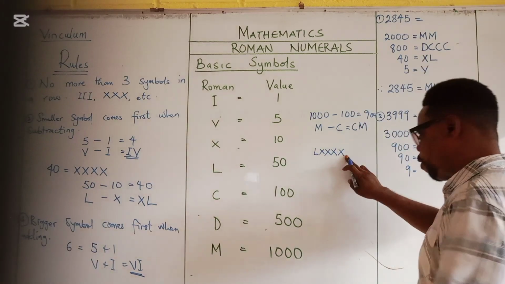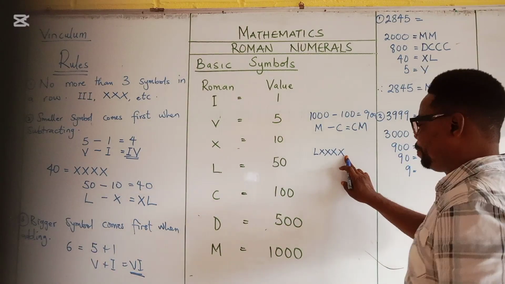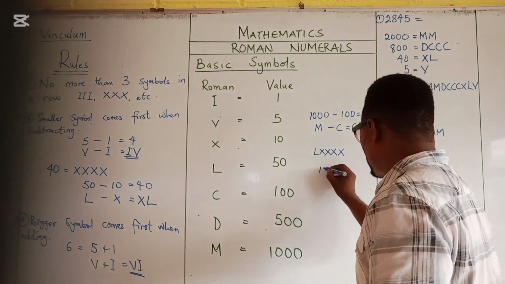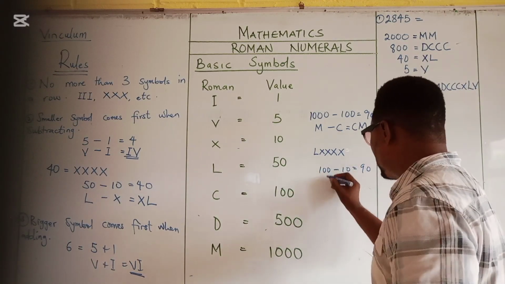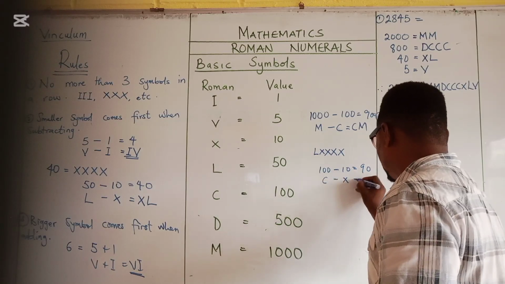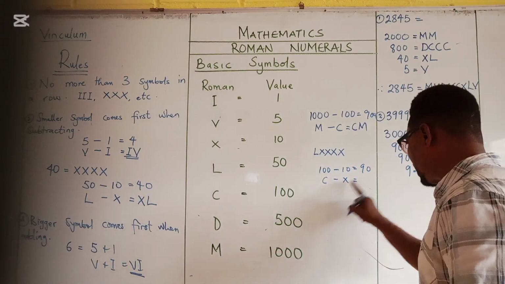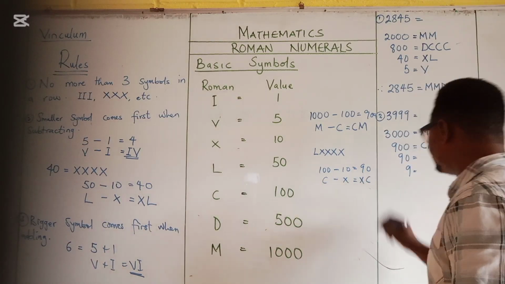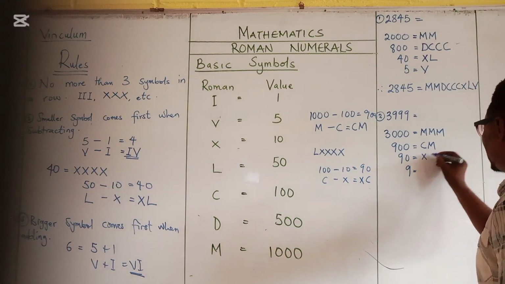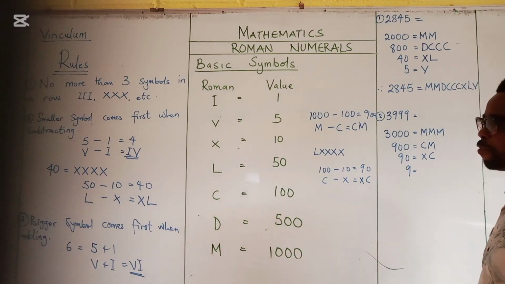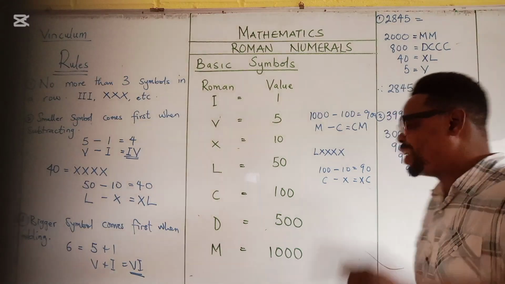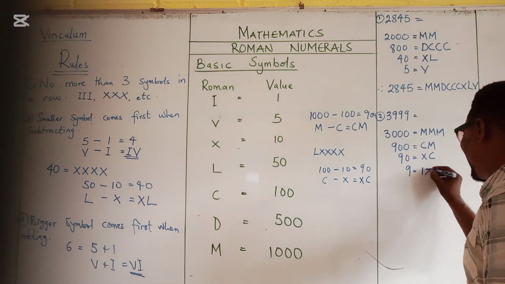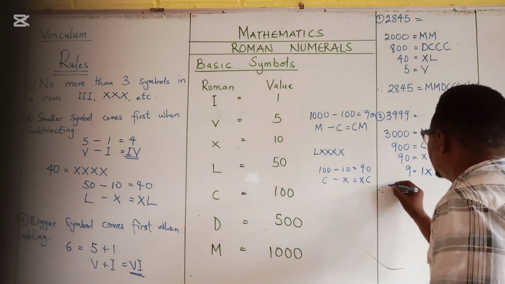Now, 90. We cannot write 90 as 50, 60, 70, 80, 90. No. Why? It is 4. It goes against the rule. Now, what we are going to do is 100 minus 10 will give you 90. 100 is C, 10 is X, then 90, the smaller one comes first, XC. So we have our 90 as XC. And 9, of course. If you do it very well, you will know that 9 is IX.